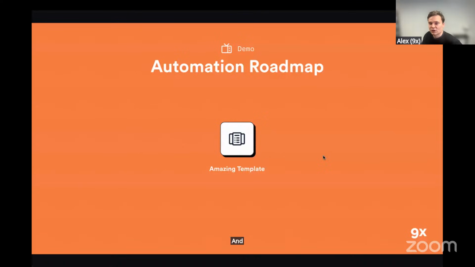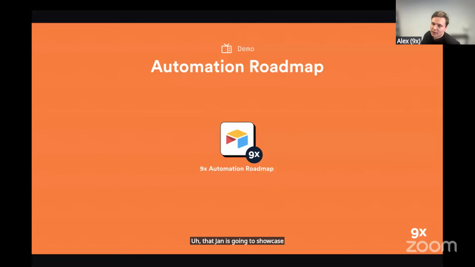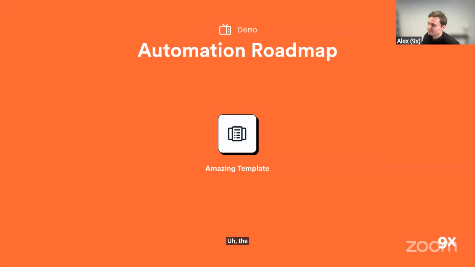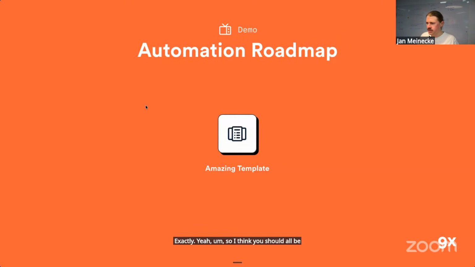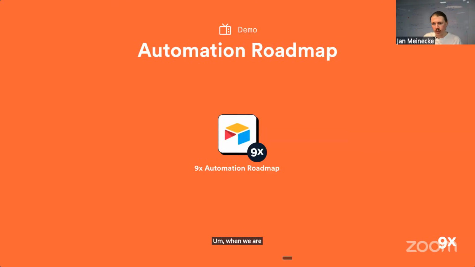And let's jump into an amazing template. We're super biased because we made it. Jan is going to showcase the automation roadmap. So I think you should all be able to see my screen now. The automation roadmap is a template that we created, which is based in Airtable. We also have another version that's available in Notion.